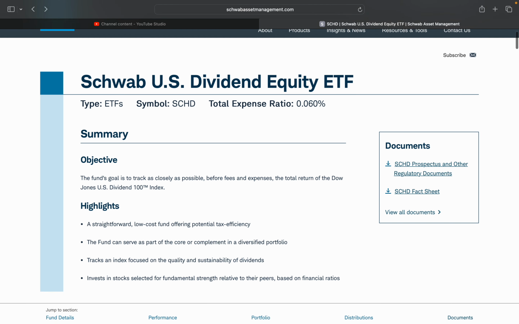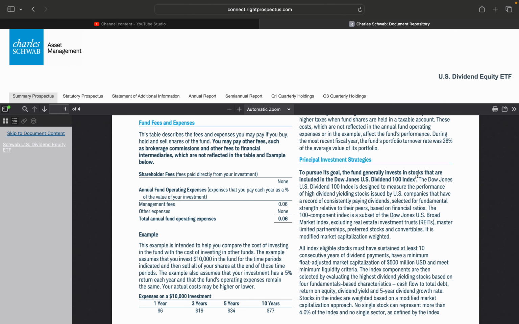Some of the highlights are it's a straightforward, low-cost fund offering potential tax efficiency. The fund can serve as part of the core or complement in a diversified portfolio. It tracks an index focused on the quality and sustainability of dividends, and invests in stocks selected for fundamental strength relative to their peers based on financial ratios. Looking at this document, it talks about the principal investment strategies.